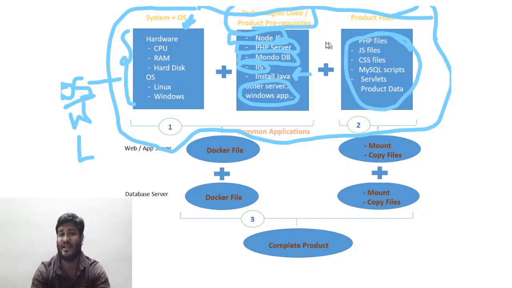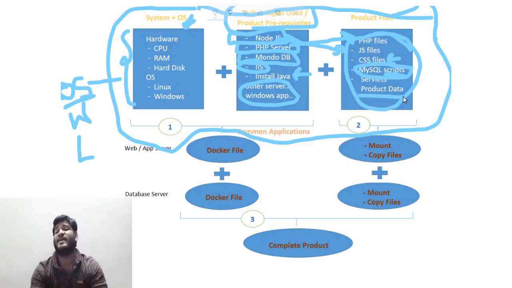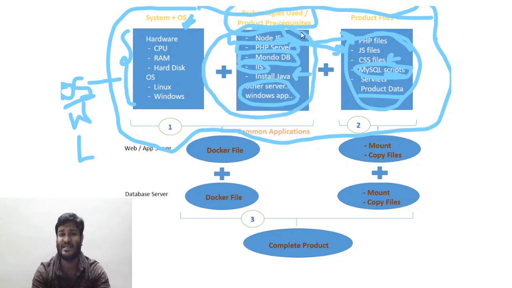So these are the product files. If you are having a PHP server, you should have PHP files. If you are having Node.js, then you should have JS files. If you are doing some web work, you can even have CSS files. Then servlets are again for Java, and MySQL scripts for the database; the MySQL database is not mentioned here. So these are your product files, and this middle one is the technologies involved.